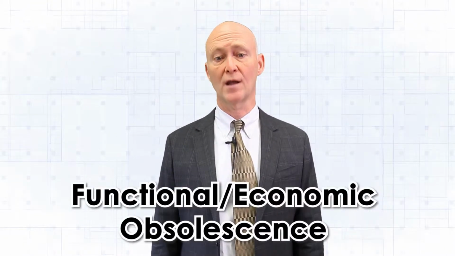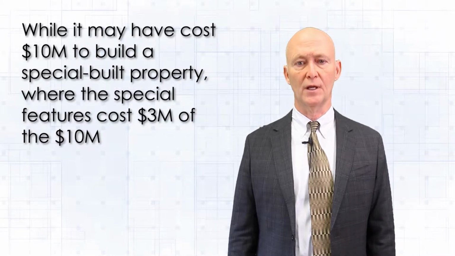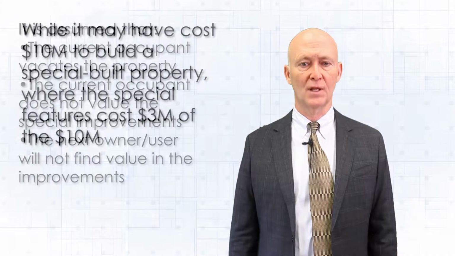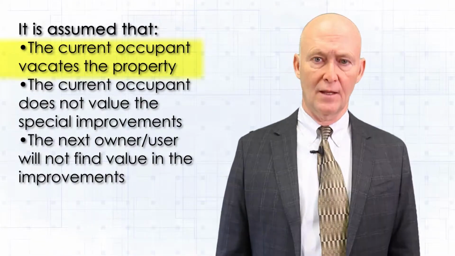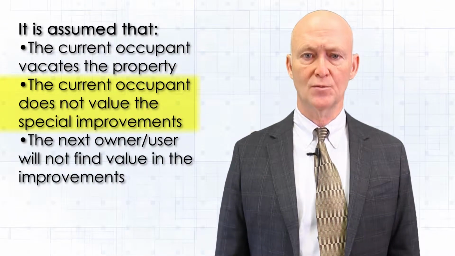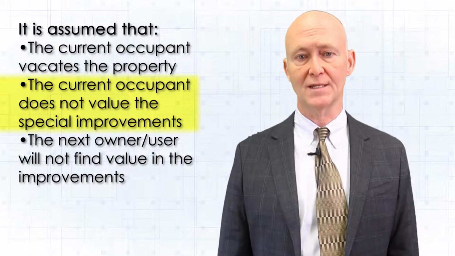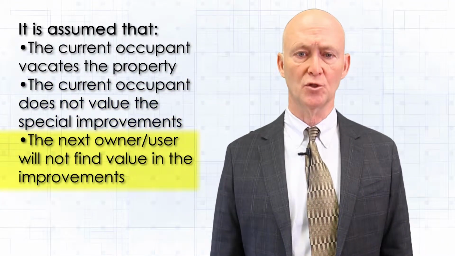Appraisal theory defines this loss in value from the cost of construction as functional or economic obsolescence. So, for example, while it may have cost $10 million to build a special built property, where the special features cost $3 million of the $10 million, it is assumed that the current occupant vacates the property, that the current occupant does not value the special improvements and would not rebuild or rent or reoccupy the space, and the next owner or user will not find value in those special improvements.